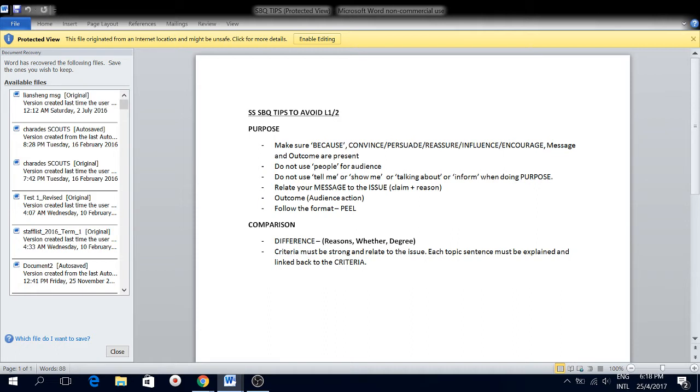Next, follow the format, PEEL. The P consists of all these things. Make sure I see the P, the E, and the L. Link back to the question.